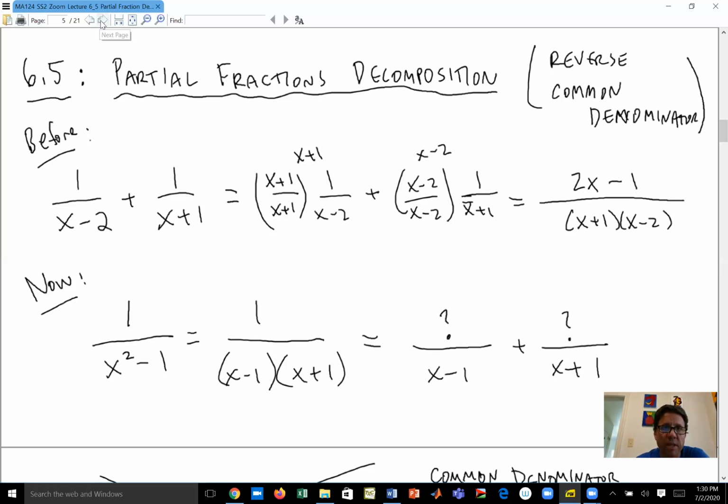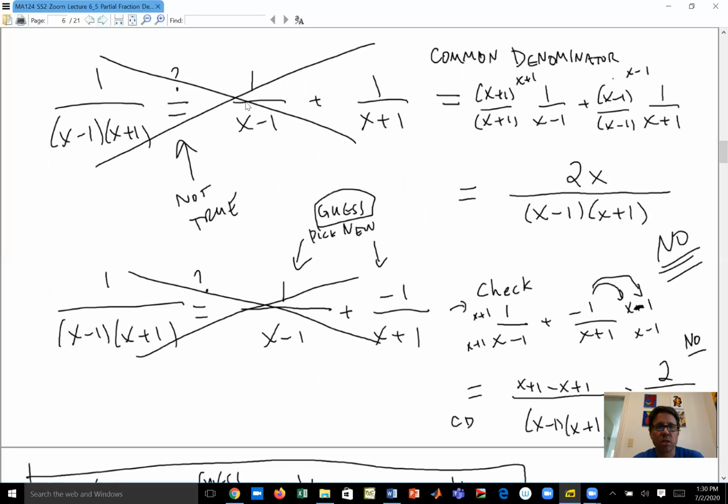So we went through, we made some guesses. We guessed that, well, can we just break them up where they're also 1? And we ruled that out by multiplying top and bottom by x plus 1, x plus 1, x minus 1, x minus 1 onto our parts. And when we recombined, we got 2x over the denominator, not back to 1. So that meant that that decomposition didn't work.